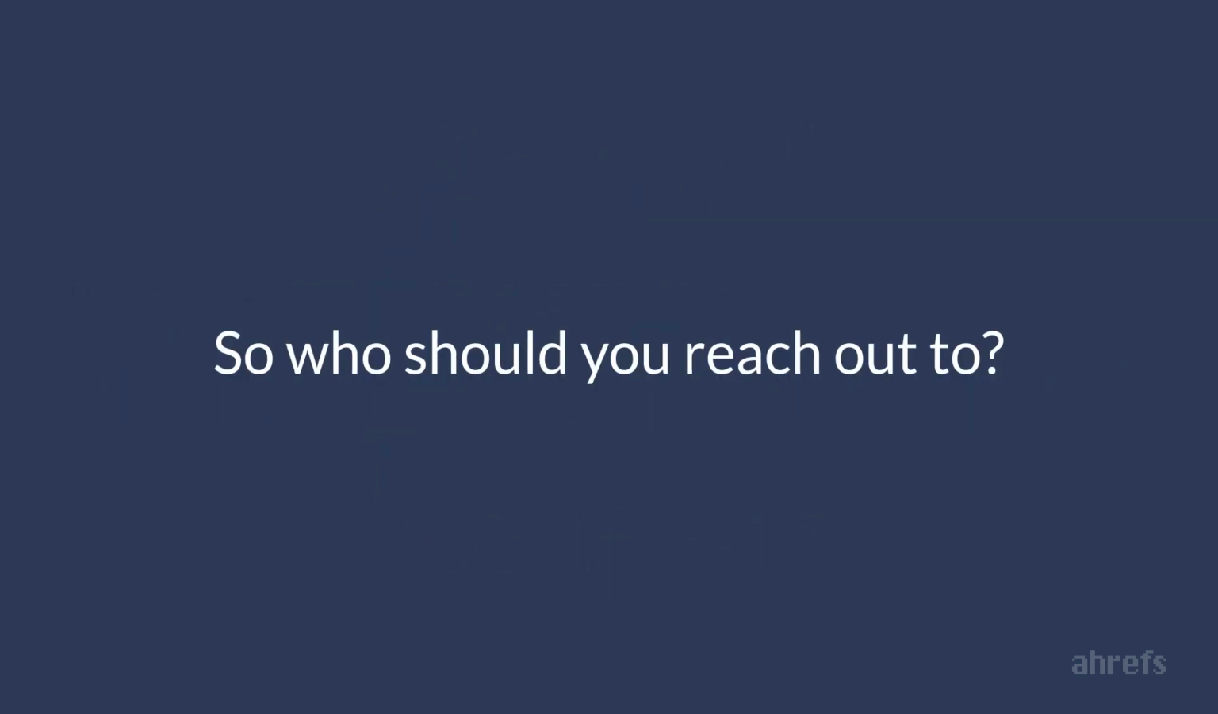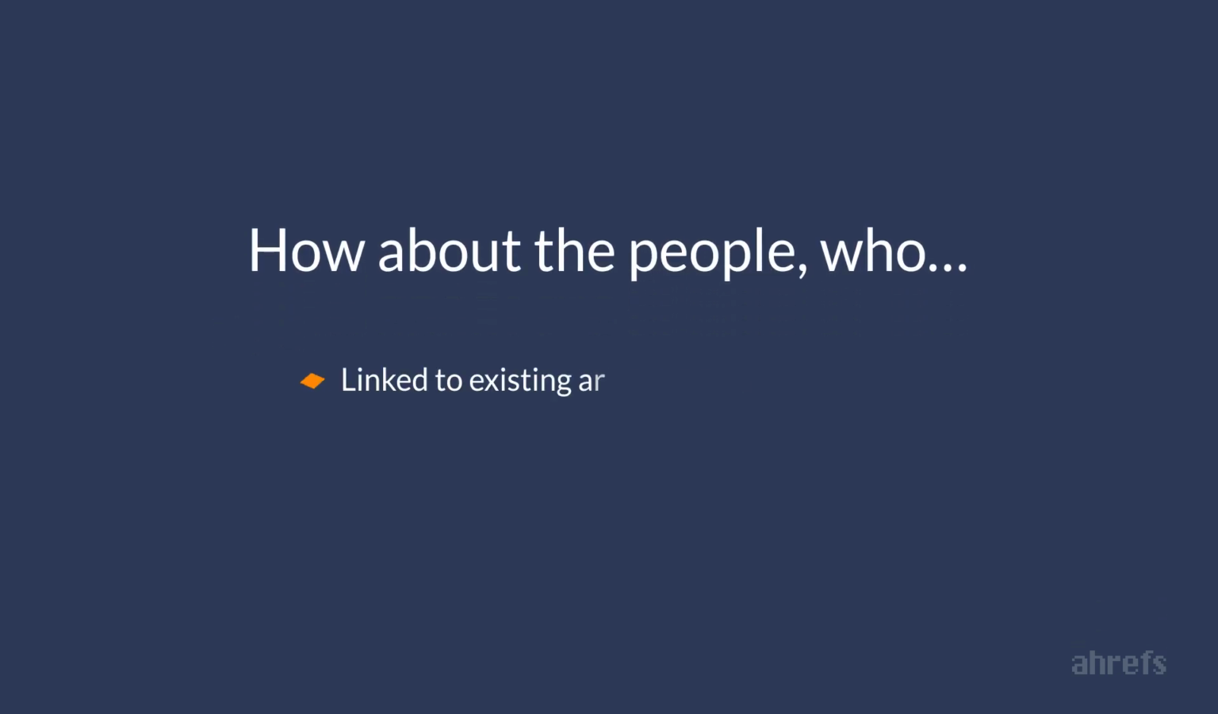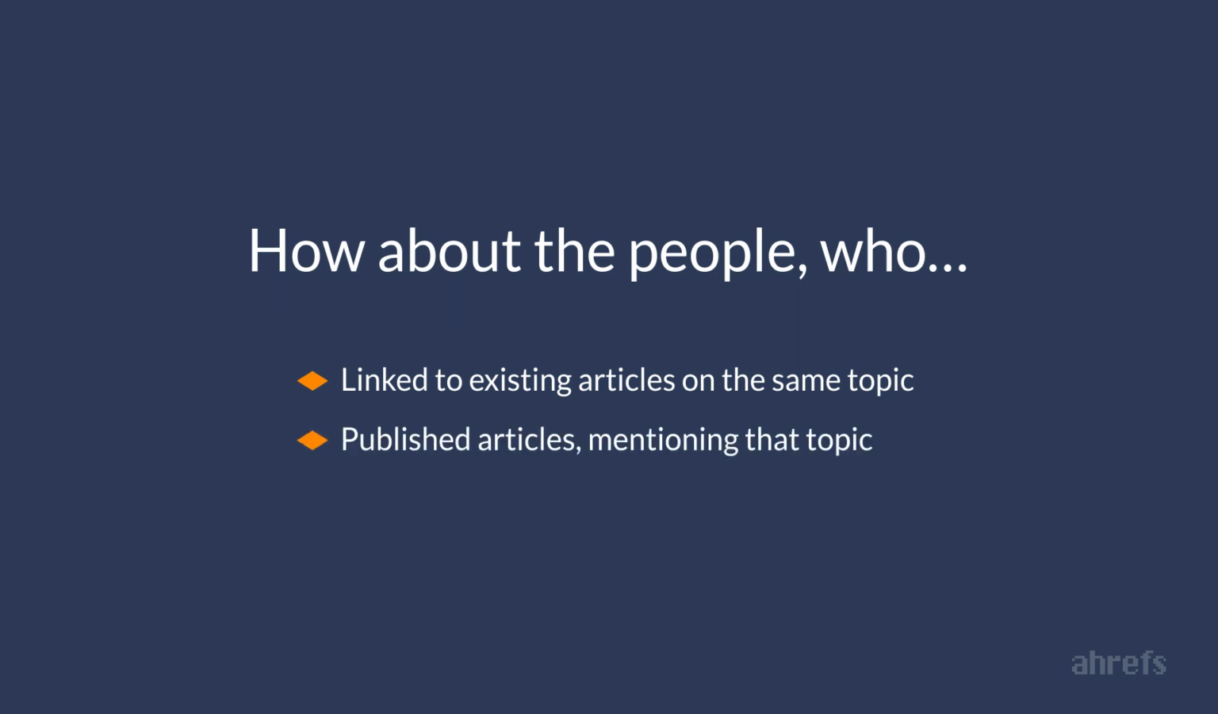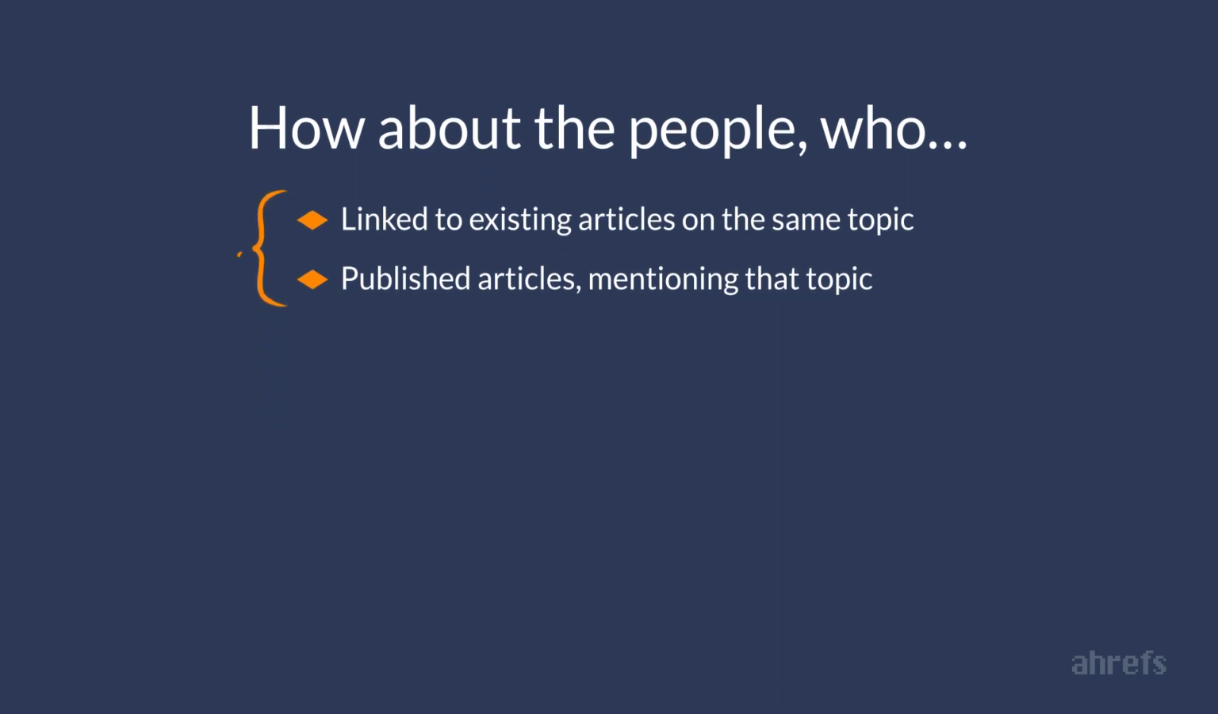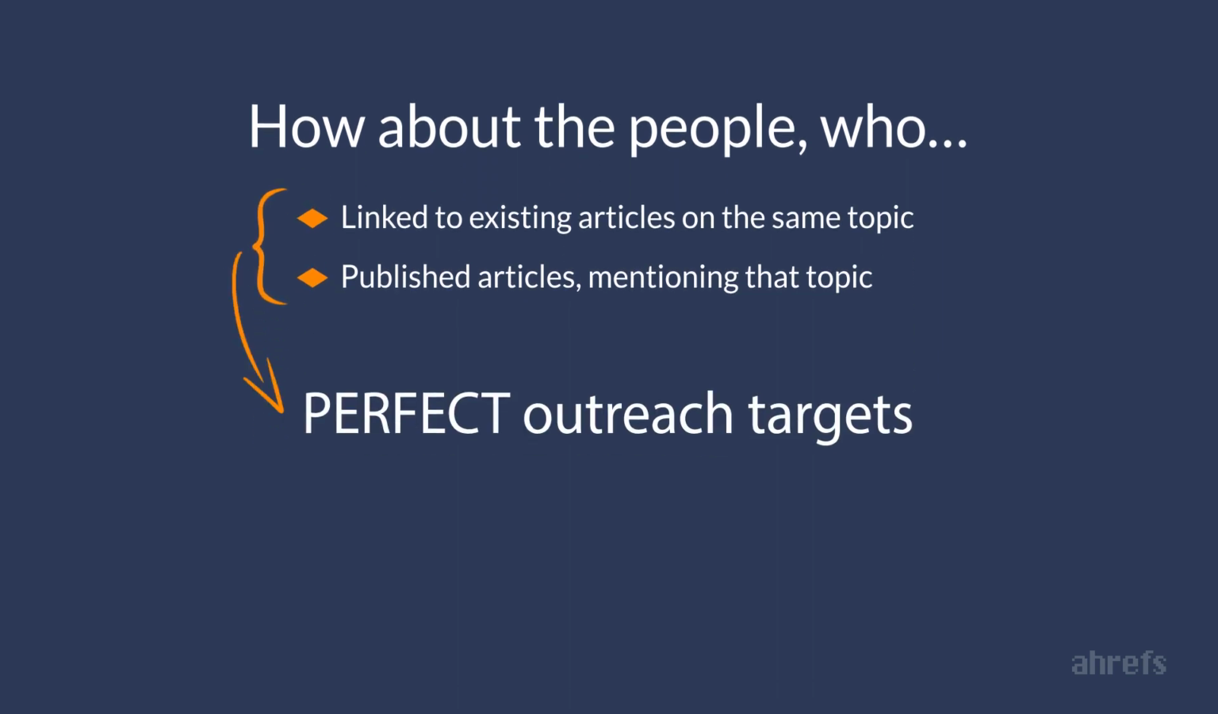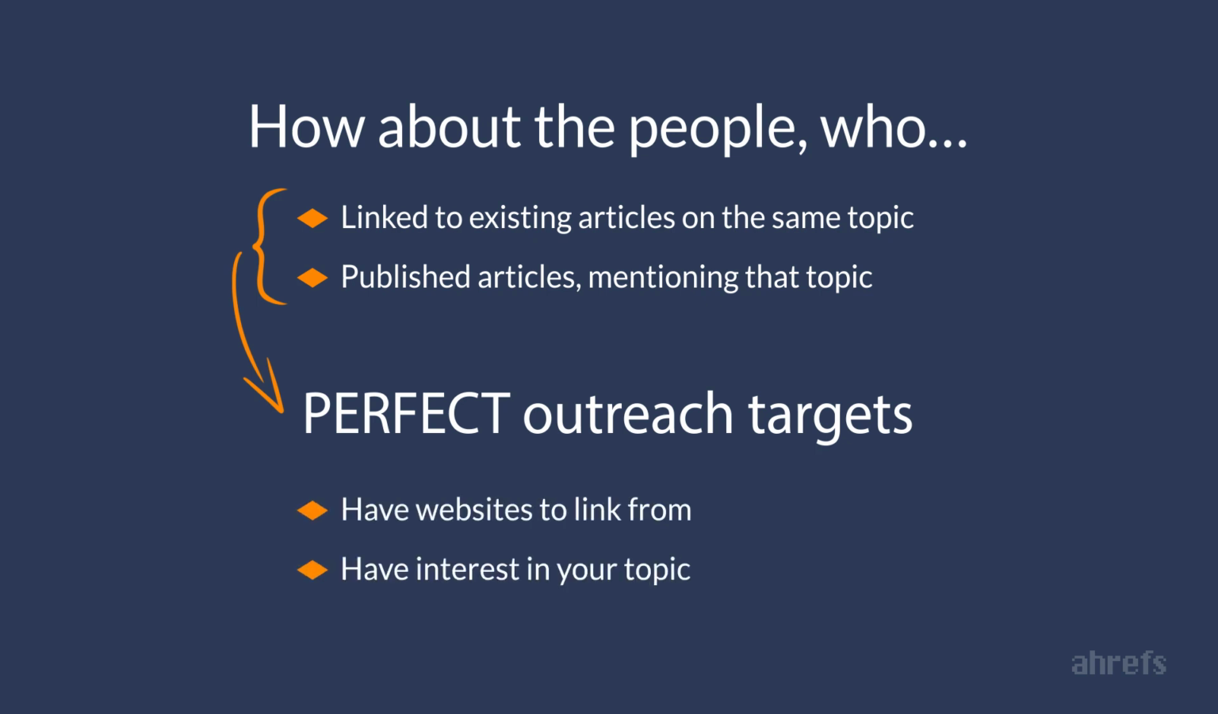So who should you reach out to? Who are the people that are likely to link to your piece of content? How about the people who have already linked to existing articles on the same topic or have already published articles mentioning the topic? Do I even need to explain why these two groups of people are the perfect outreach targets? Never mind, I'll be fast. They clearly have websites to link from, and they clearly have a certain interest in your topic. Sounds fair? Now let me show you how to easily find these people.